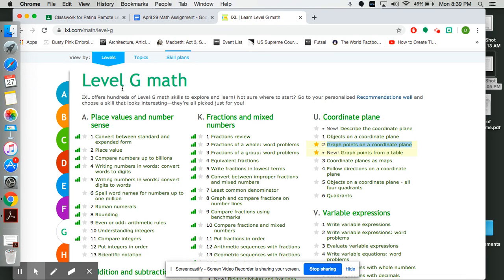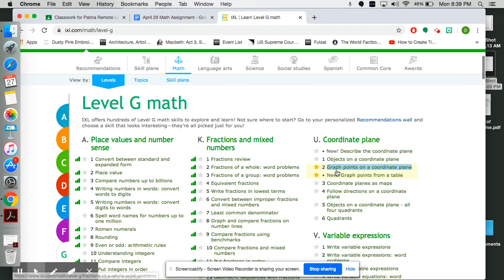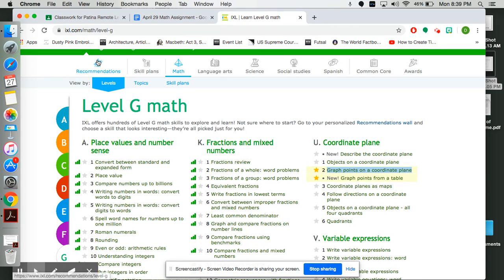So if I go to my level G math, that is important to make sure you're in level G, because that's our 5th grade math. I've also starred them, so they'll show up on your recommendations wall as well. So if you want to access it that way, you can. But personally, we've always done to navigate this way. So U.2, graph points on the coordinate plane.